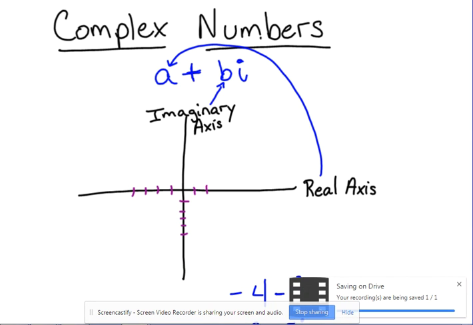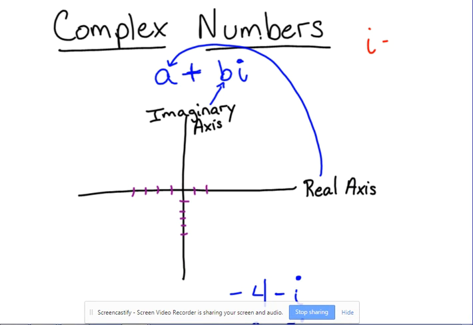The first thing you need to know is that i is equal to the square root of -1. Okay? i is equal to the square root of -1. That's what the number or the variable i stands for. The square root of -1.